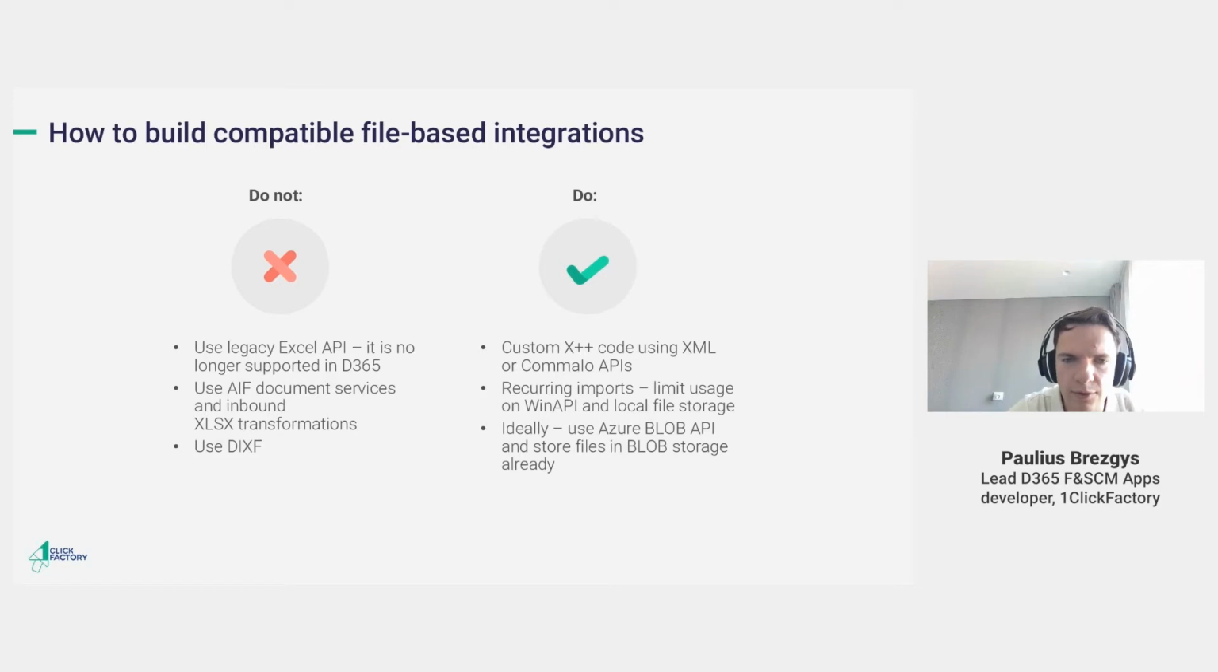So instead of doing that, what to do? First of all, in regards to Excel or XML, try to build custom X++ code using XML or .io APIs. So there are APIs that are very much still working and supported. There are the XML reading mechanisms that are available in AX 2012. So instead of AIF document services, just do custom X++ code. And instead of Excel, use CSV and .io. That's way more friendly, way more performant. And CSV is generally, no matter how old it is, quite future-proof.